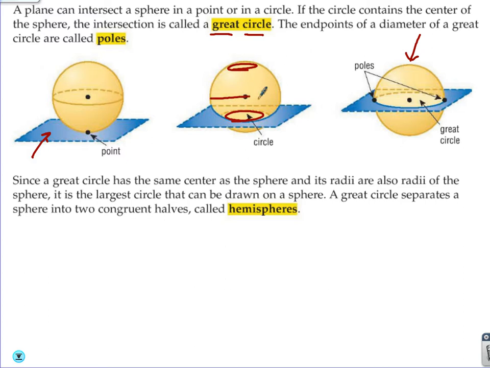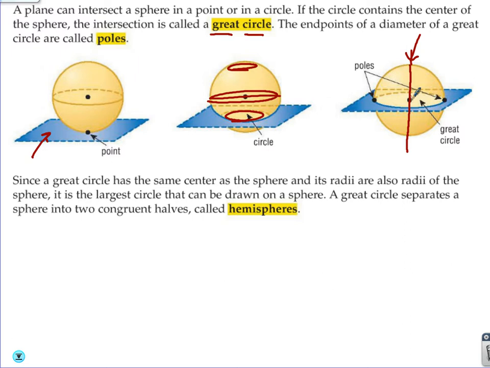But if you pass through that middle, that is the largest circle that can be intersected by that plane. So we call it a great circle. The endpoints of a diameter of a great circle are called the poles. North pole, south pole, right? Same thing, because if you take the Earth and you intersect a plane through the center of the Earth, this would be the south pole, this would be the north pole, right? The endpoints of the diameter of a great circle are called the poles.